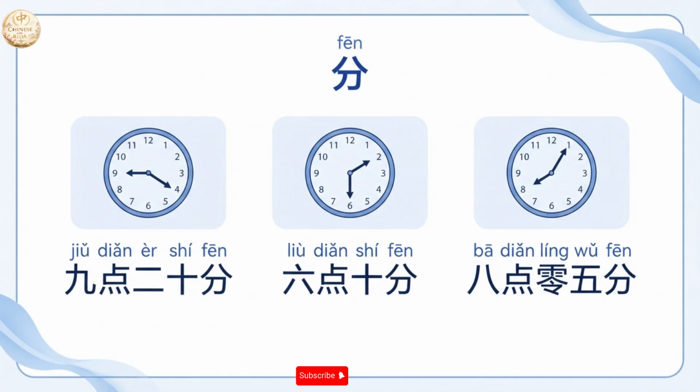Okay, remember this point. Another special case is when the minutes are less than 10 minutes. Look at the third example, 5 minutes past 8. We have to add ling before the number of the minutes. So 8:5 is said as 8点零5分, 8点零5分. Or we can also omit the fen. We can say 8点零5. Alright, that's it for the minutes.